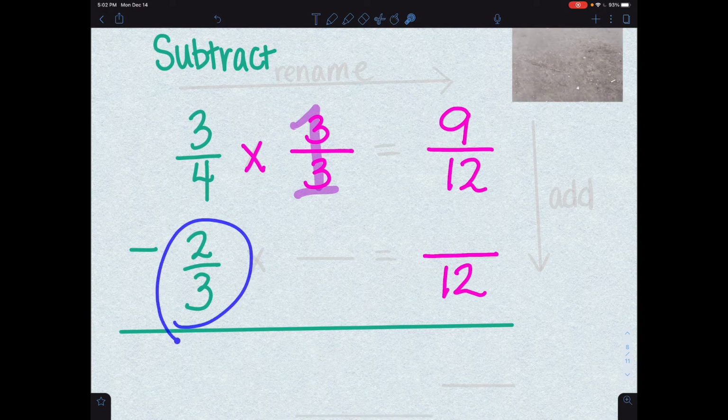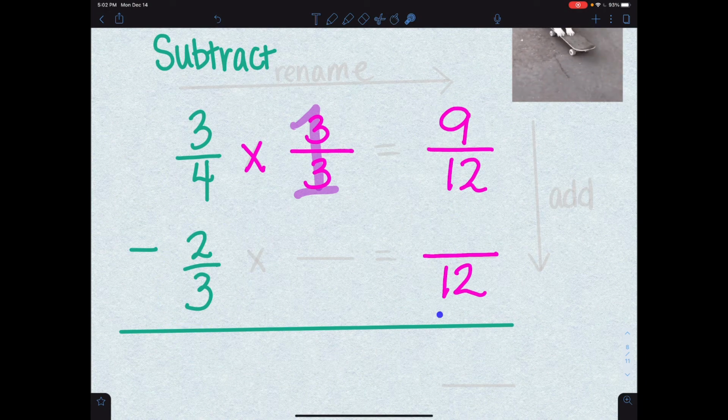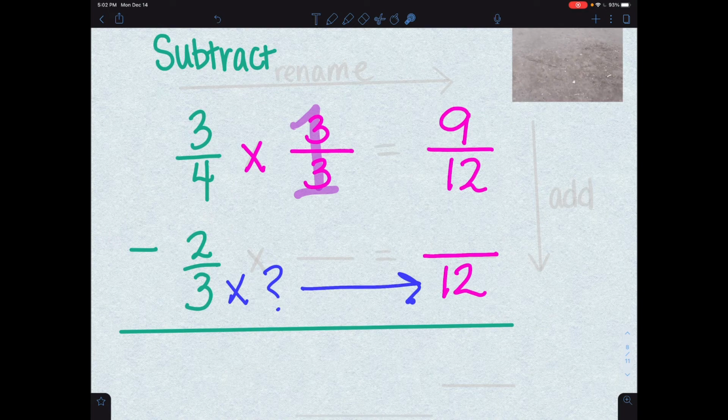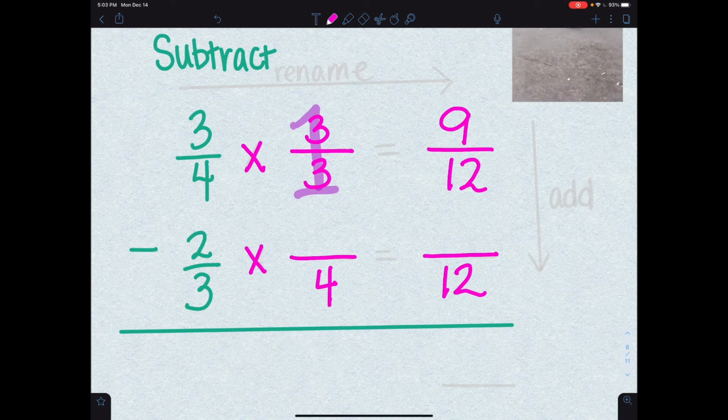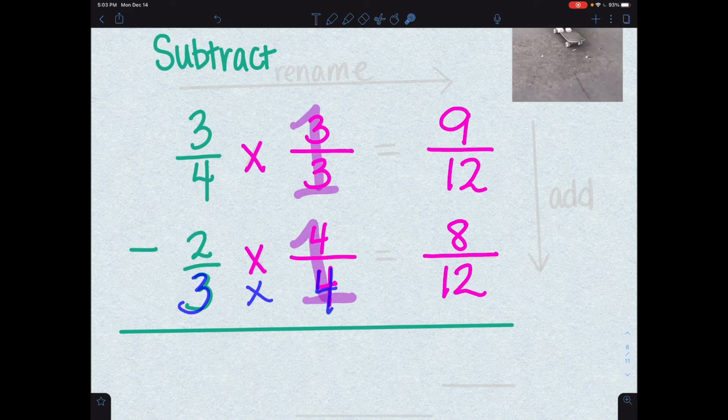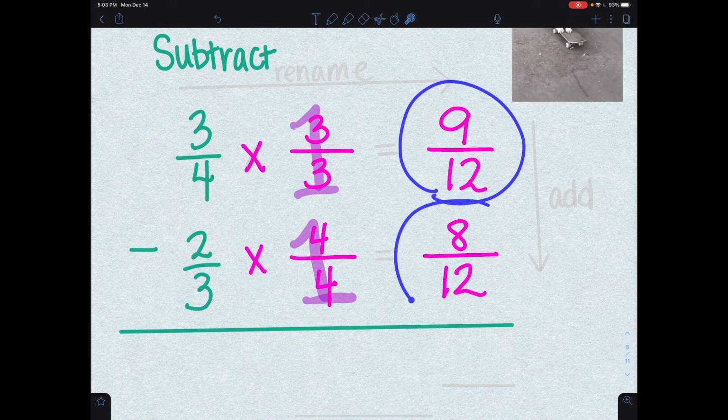Now let's rename the bottom one. I want to turn 2/3 into something over 12. So what do I need to multiply 3 by in order to get 12? Well, I think you can see I need to multiply it by 4, something over 4. And of course, we do the same thing to the top. So that's a big fat 1. Now, let's multiply. 2 times 4 is going to be 8. And now on the bottom, we're just going to make sure 3 times 4 is indeed 12. So this is actually 9/12 and 8/12.